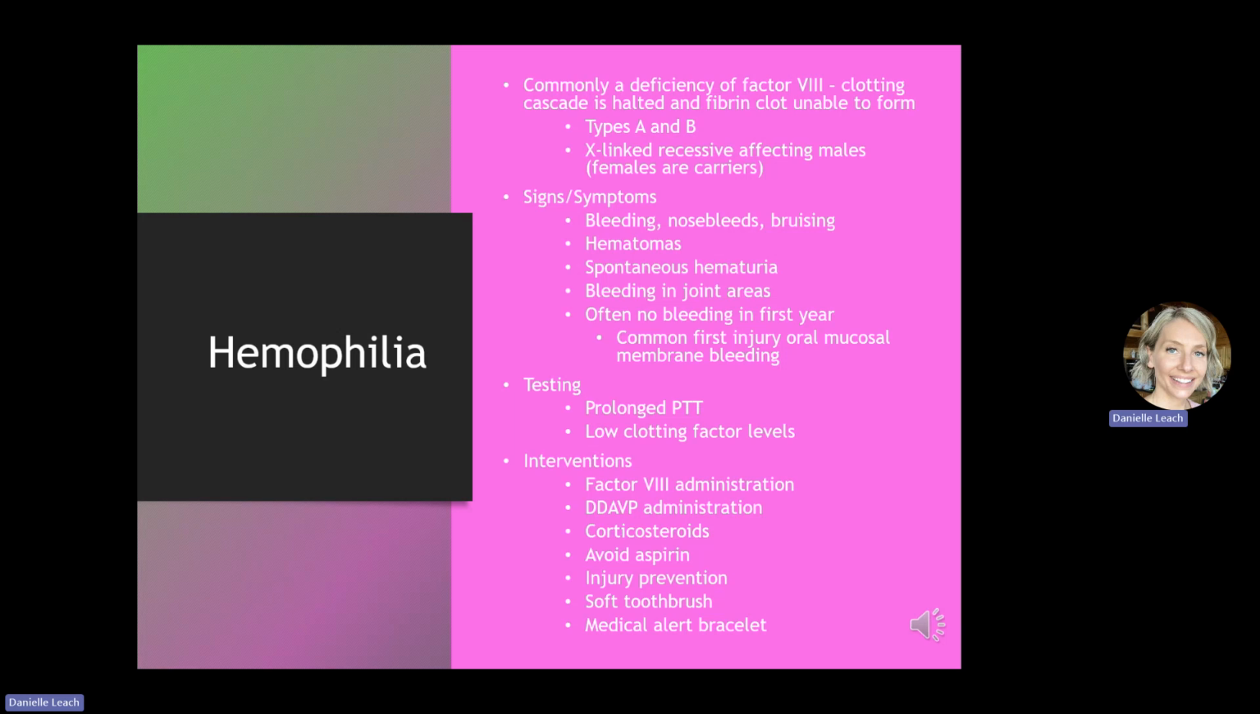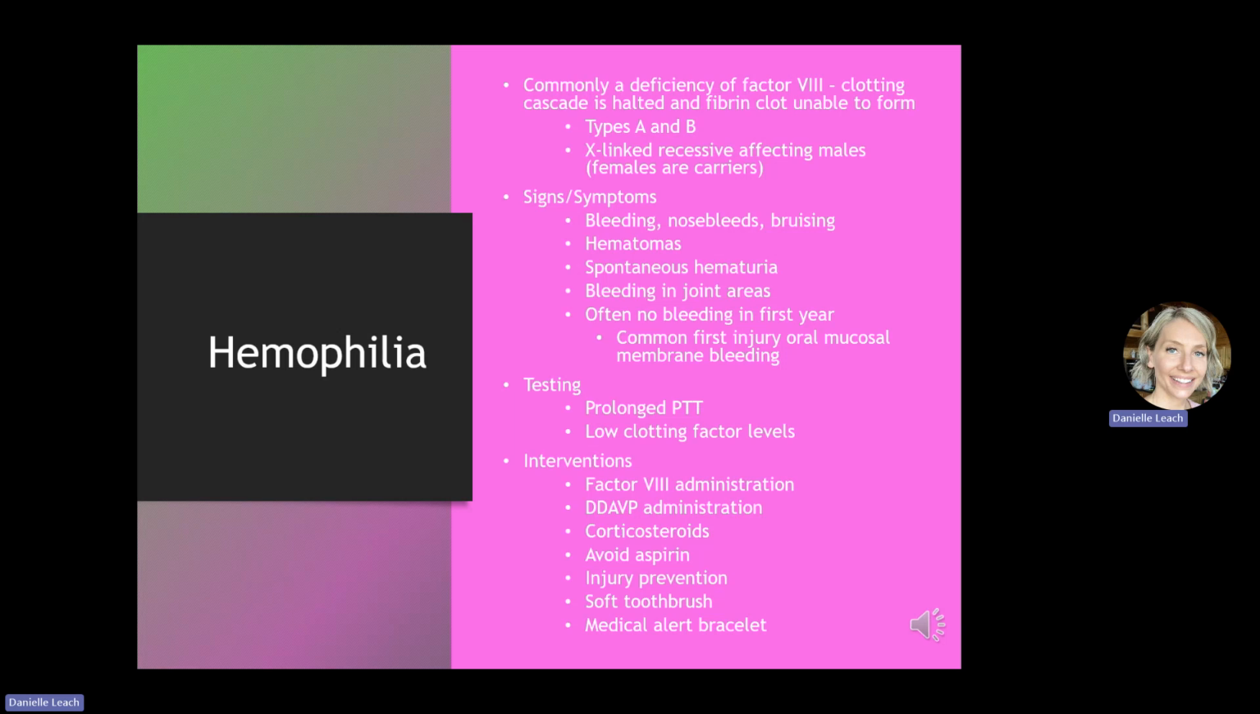Testing for this, if we test the PTT, which is partial thromboplastin time, it would be prolonged, for example, longer than 35 seconds. We could also test the clotting factor levels, and they would, of course, be decreased.